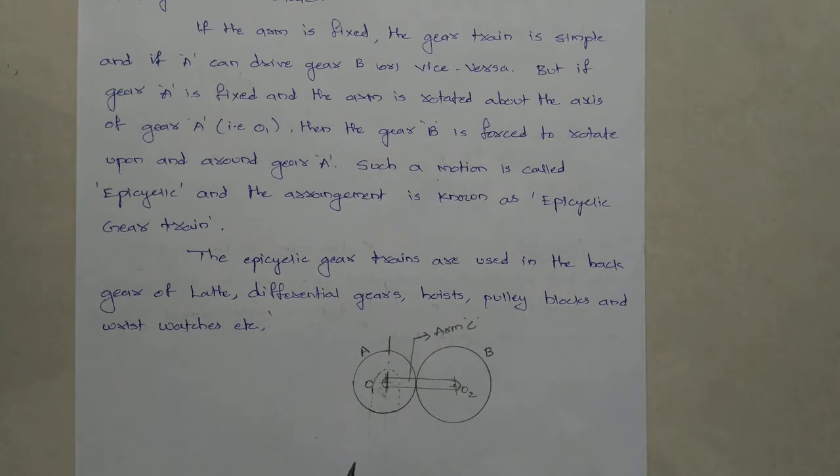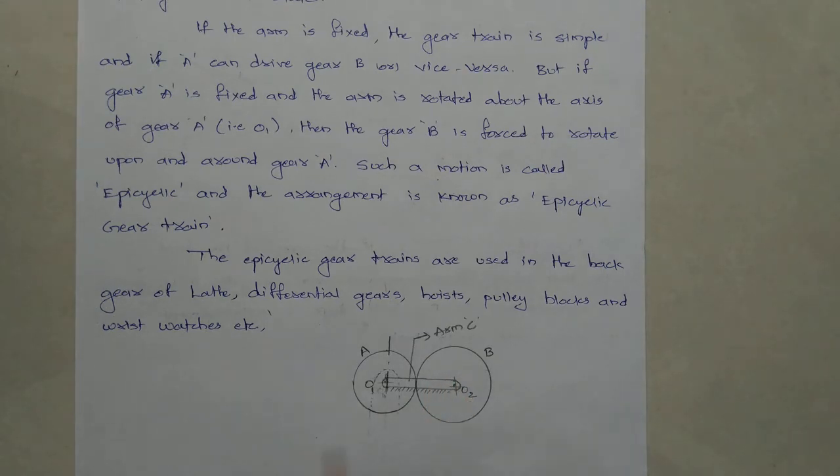Now why is it called an epicyclic gear train? See here, for example, let us assume this arm C is fixed. So if arm C is fixed and gear A is rotating, either in the clockwise or anti-clockwise direction, then this gear B also rotates. So that becomes what? A simple gear train. Is it right or not? Right? So whenever gear A rotates and gear B also rotates, this becomes a simple gear train.